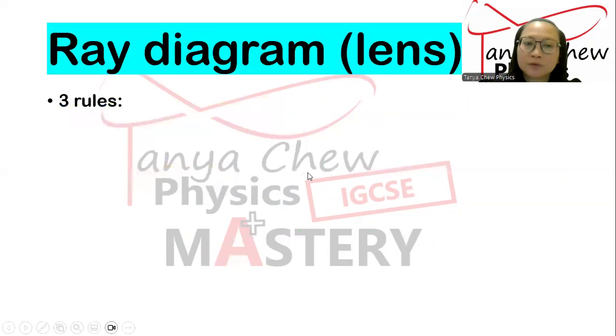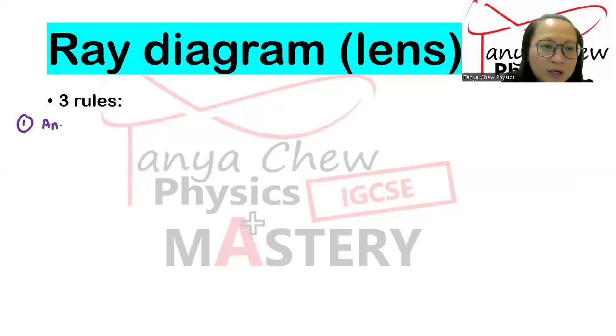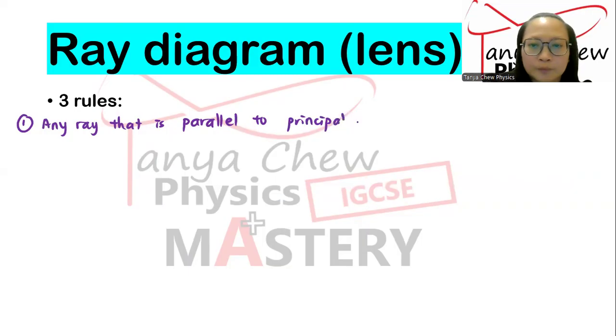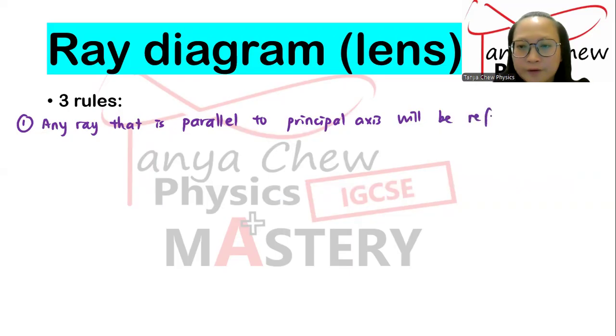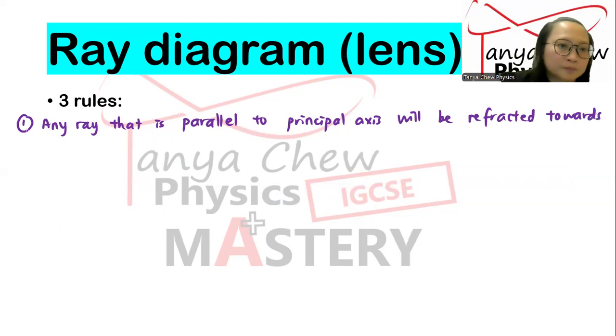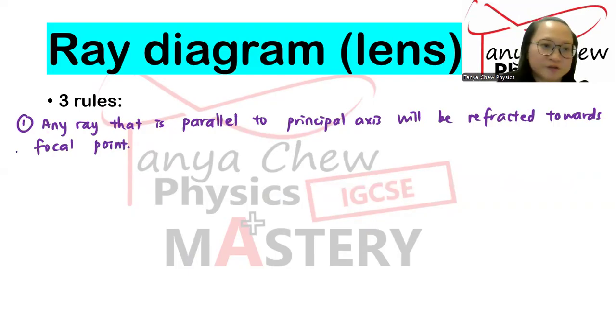Right, let us see ray diagrams for a converging lens. There are three rules that you have to understand. The first rule is that any ray that is parallel to the principal axis will be refracted towards the focal point or principal focus.